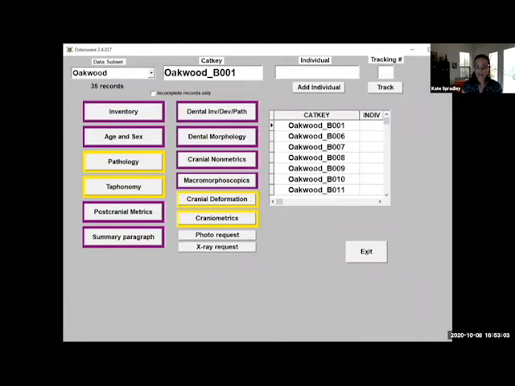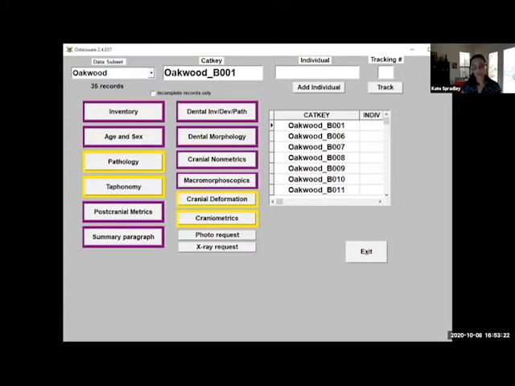Once the remains were laid out in anatomical position, we began collecting standard data. And we used a program called Osteoware that was developed by the Smithsonian Institution's Osteology Repatriation Laboratory. And it collects standard data as well as some additional data. This is a screenshot of the program.